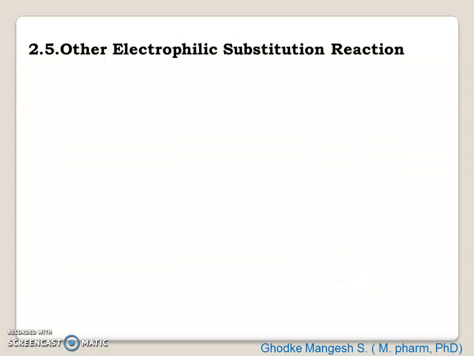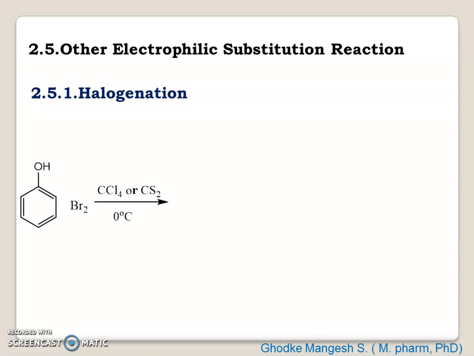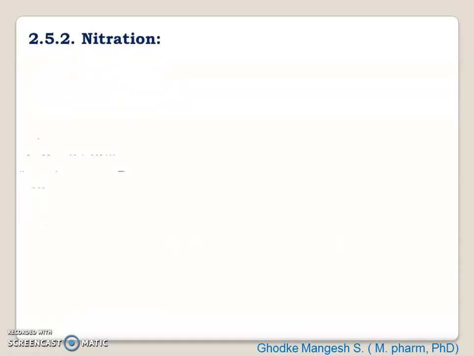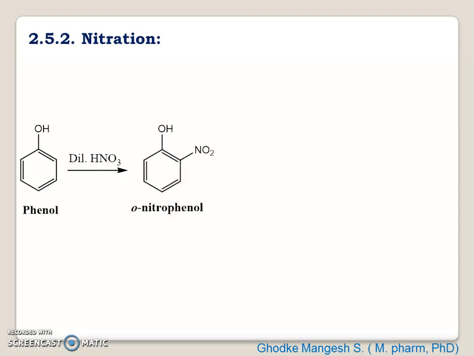Now the next reactions, other electrophilic substitution reactions. The first in that is halogenation. When phenol is brominated in the presence of CCl4 or CS2, that is carbon tetrachloride or carbon disulfide, at 0 degrees Celsius, it will form ortho-bromophenol plus para-bromophenol. Second reaction, nitration. When phenol is reacted with dilute nitric acid, it will form ortho-nitrophenol and para-nitrophenol.